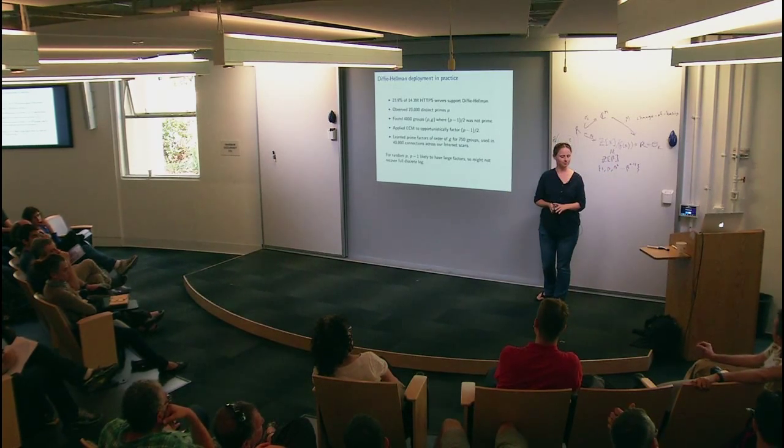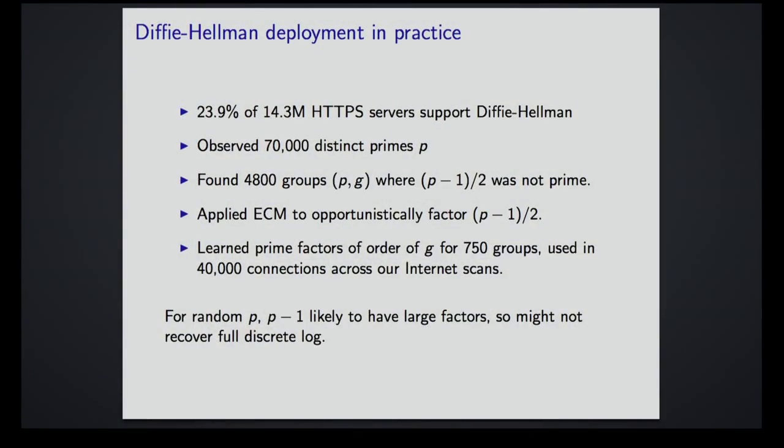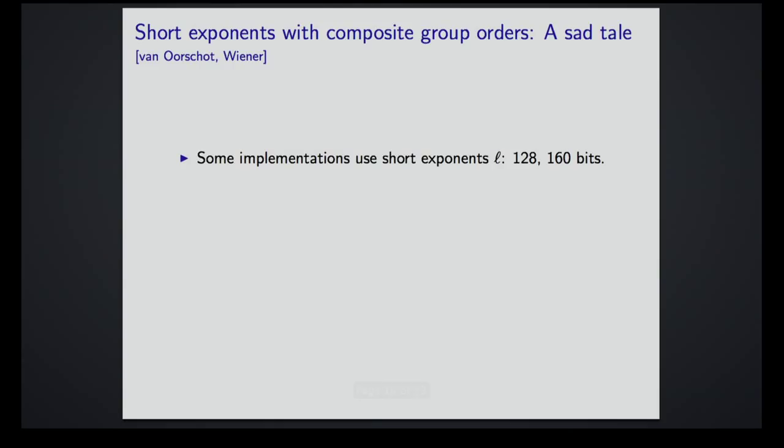Isn't it enough for G to have the order of G to have a large prime factor to get security? I'm going to go on to the next slide, and then the answer is sometimes yes, sometimes no. So if you have full-size exponents and you have a large prime factor of your group order, then you can't recover that full-size exponent. But there's a paper of Van Oorschot and Wiener from the 90s, which pointed out, in theory, that there was this possible attack if instead of using full-size Diffie-Hellman exponents, you used short Diffie-Hellman exponents.